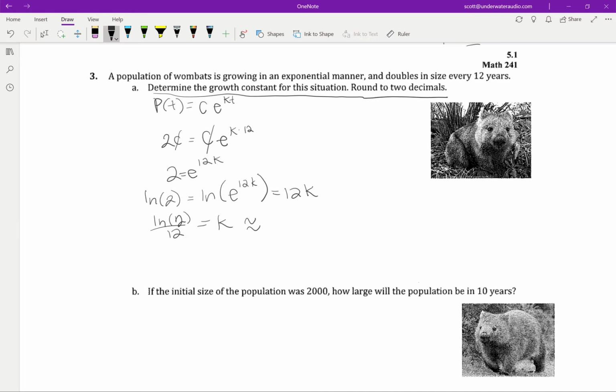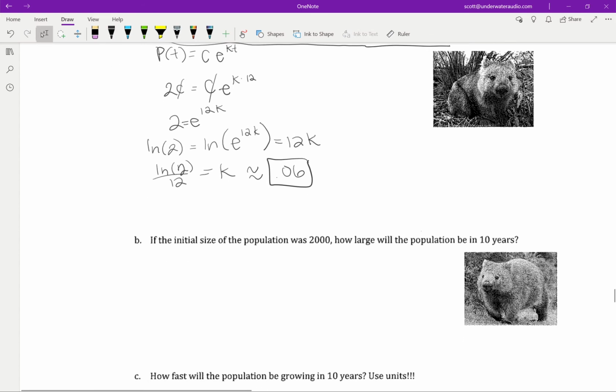I'm supposed to round to 2 decimals, so I'll put that into a calculator. Natural log of 2 divided by 12, rounded to 2 decimals, is 0.06. It just said to determine the growth constant, so I did that. I can't really put a whole equation together because I don't know how much there was originally. But it looks like part B helps me with that.